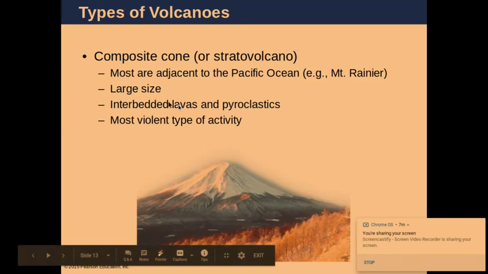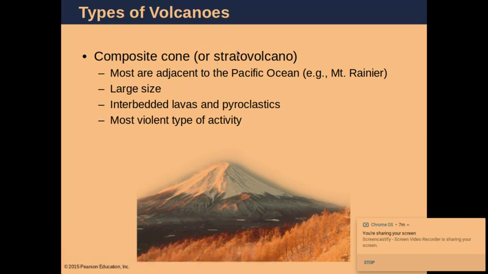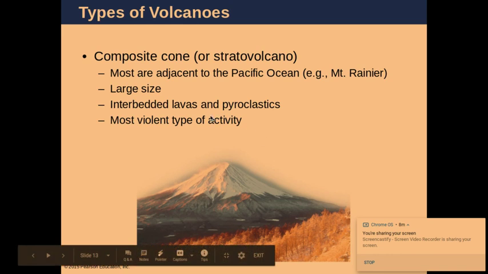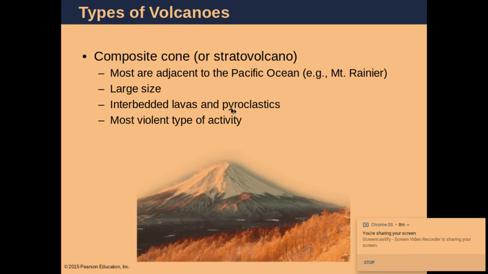And then composite cones. These are the classic volcanoes that probably most of us think of when we think of what a volcano looks like. So the other name for that is a stratovolcano. Most are adjacent to the Pacific Ocean, so think Ring of Fire. So these are a lot of your Ring of Fire volcanoes. Large size, interbedded lavas and pyroclastics. Like I said, composite means layers of different things, and these tend to have the most violent type of activity, so explosive eruptions.